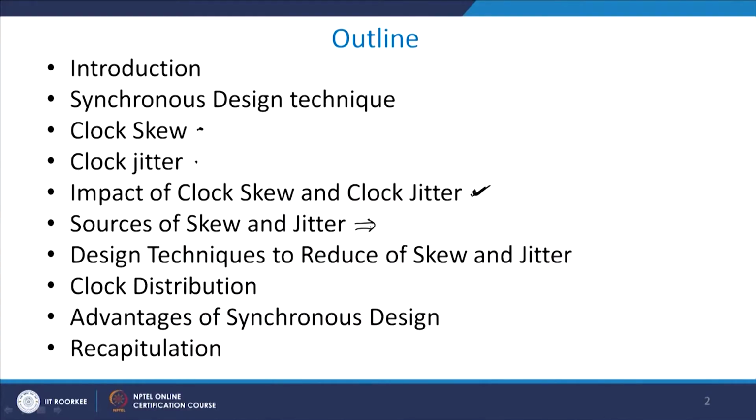What are the sources of skew and jitter? If you know the sources, you should find out the techniques for reducing the skew and jitter. That is also a part of the issue, and as a part of it we should know how you need to distribute the clock across the chip. You should be able to do that in a much proper fashion.